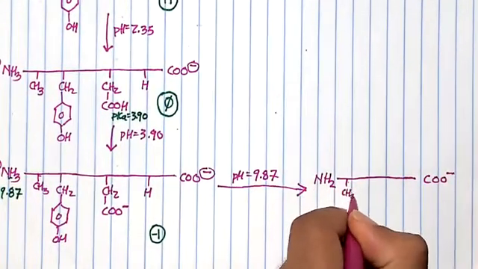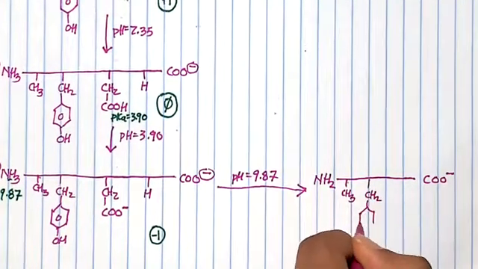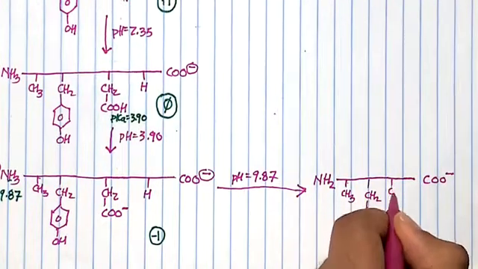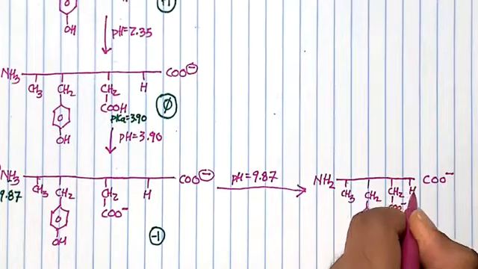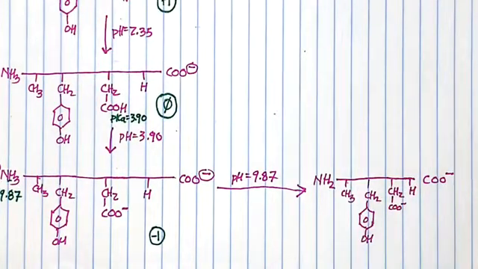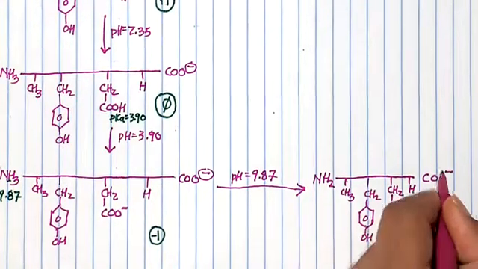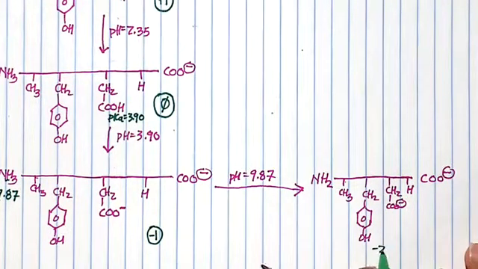The CH3 stays the same. The CH2, benzene ring, OH stays the same. The CH2COO- stays the same, and then that H from glycine, nothing happens to that. So now we have a charge of -2 to the molecule.